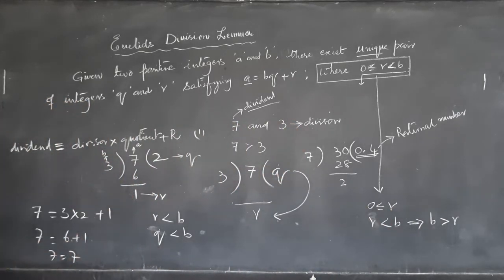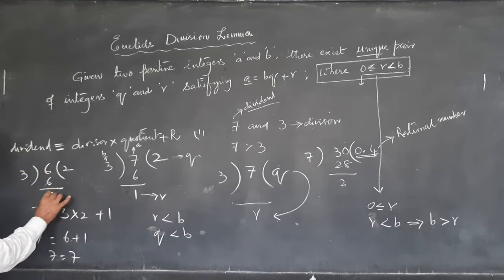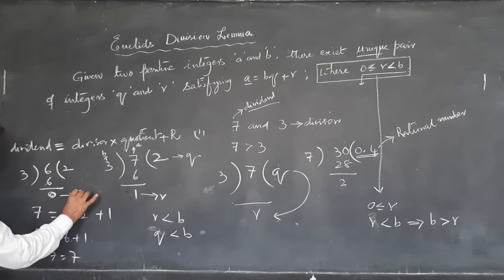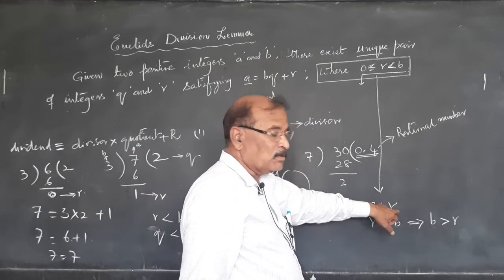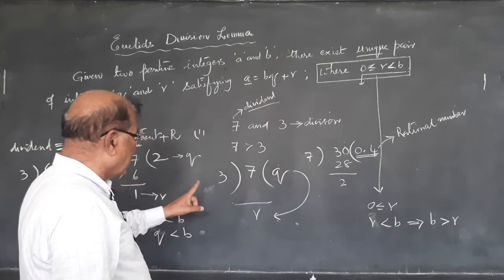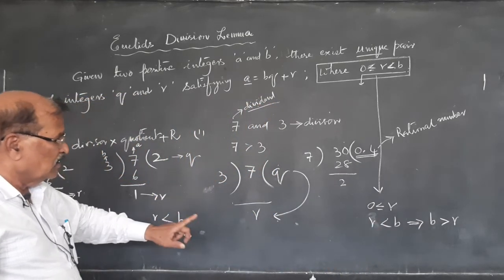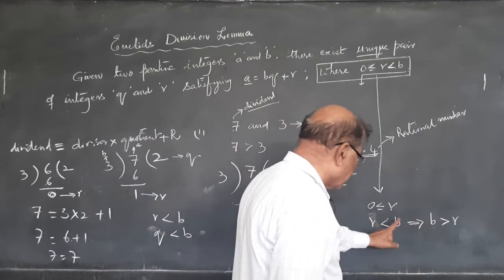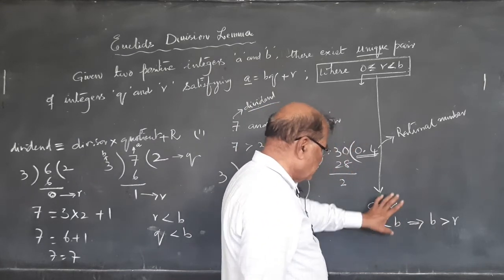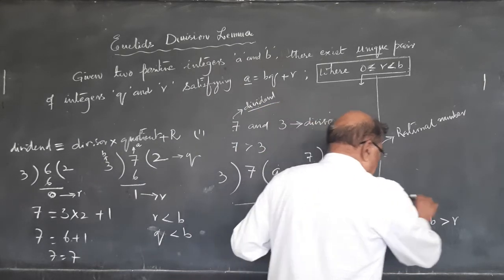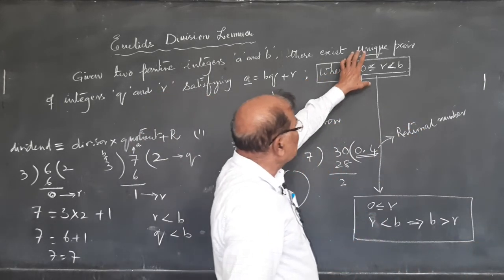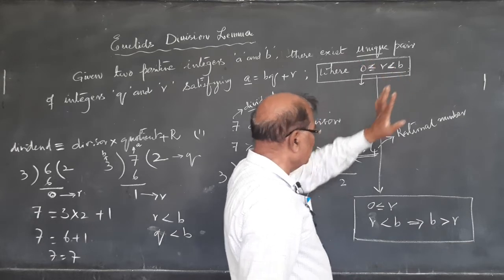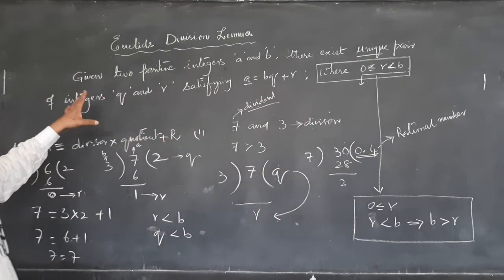Sometimes it becomes 0. For example, 6 divided by 3, 3 twos are 6, the remainder is 0, so R is 0. So, R must be either 0 or greater than 0, but it should always be less than the divisor. This particular condition must be understood very clearly. So, 0 is less than or equal to R, and R is less than B. This is Euclid's division lemma.